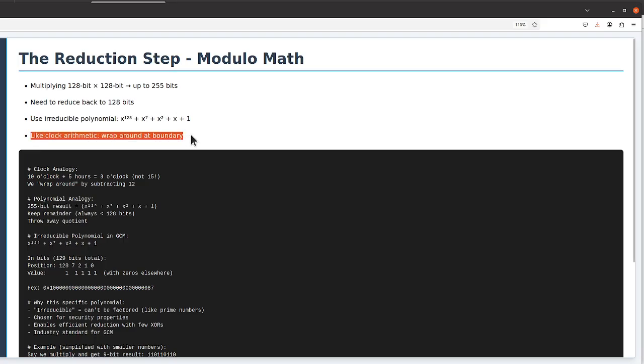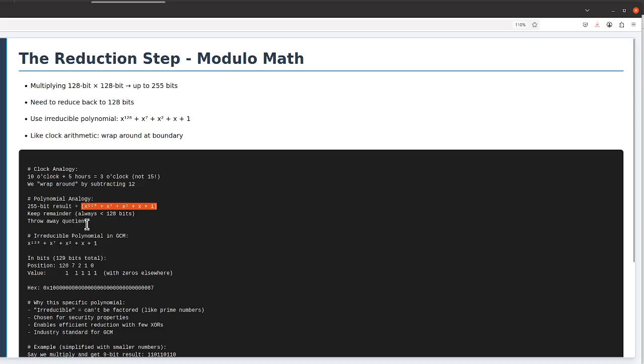On a 12-hour clock, if it's 10 o'clock and you add 5 hours, you don't get 15 o'clock, you get 3 o'clock. You wrap around by subtracting 12. We're doing something similar with polynomials. We wrap around by dividing by a special polynomial and keeping only the remainder.